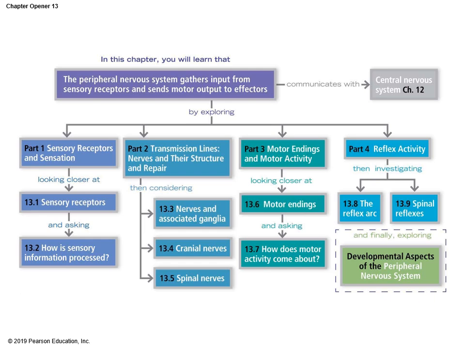Now, take a look at this breakdown. This is in essence what the chapter is going to expose you to and hoping that you'll learn about. It reminds you that the peripheral nervous system is the connecting point with the sensory receptors sending input towards it. And then, of course, it sends the motor output to the effector.